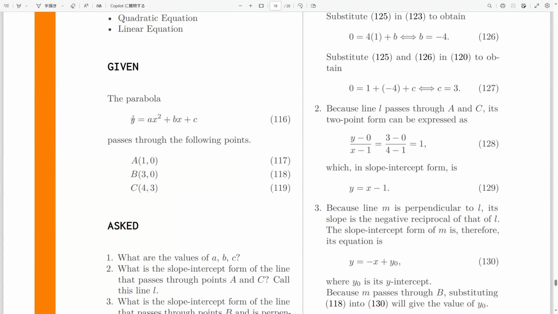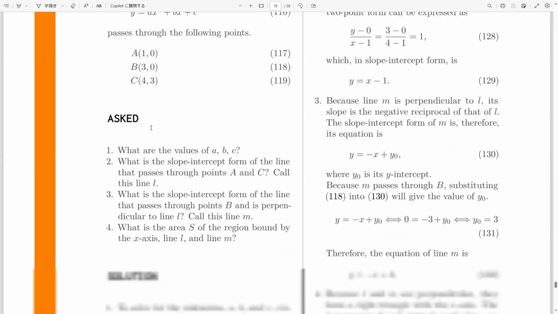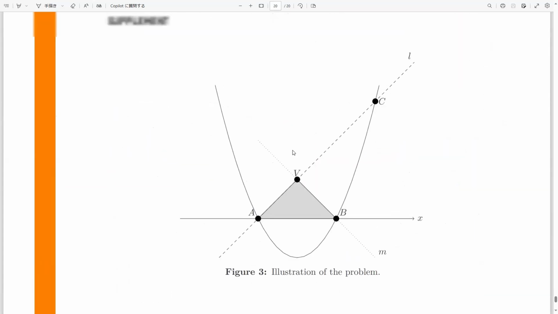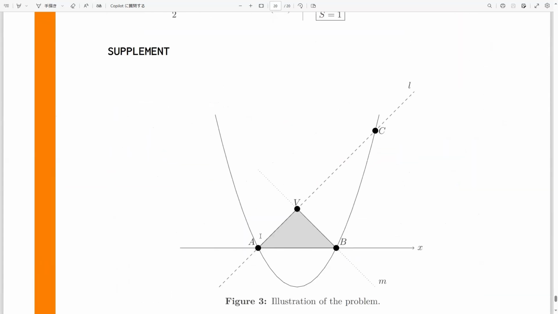And we are told that the parabola has the following equation, y equals ax squared plus bx plus c. Now, the first problem is, what are the values of a, b, and c? When we find those values, we are ready to answer the second question, which is, what is the equation of the line that passes through A and C?